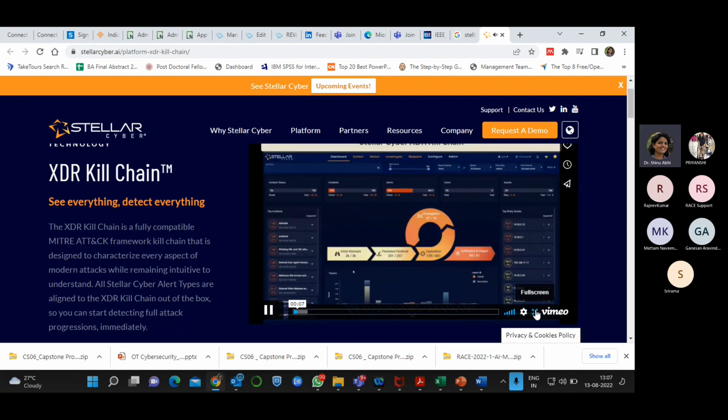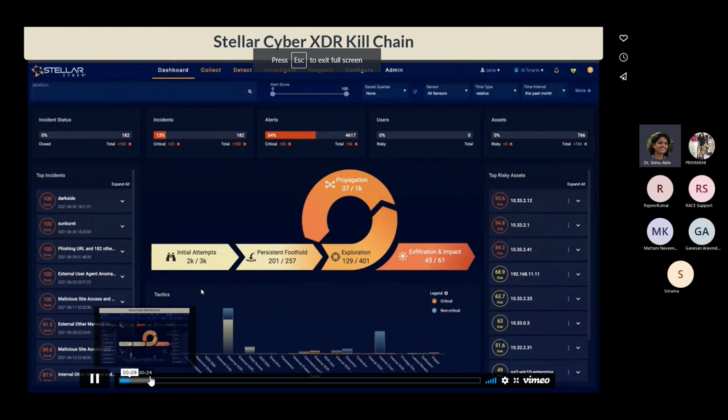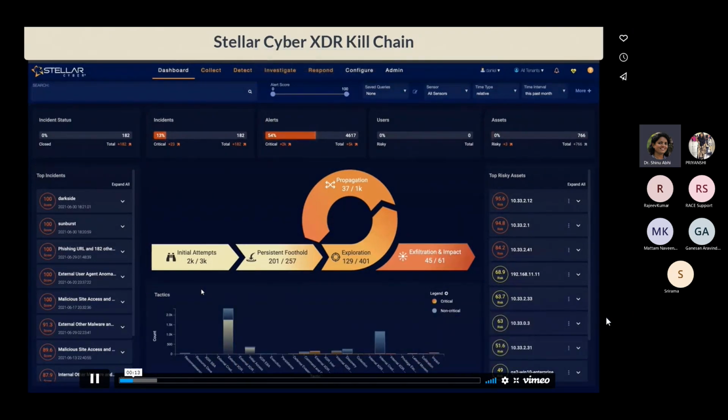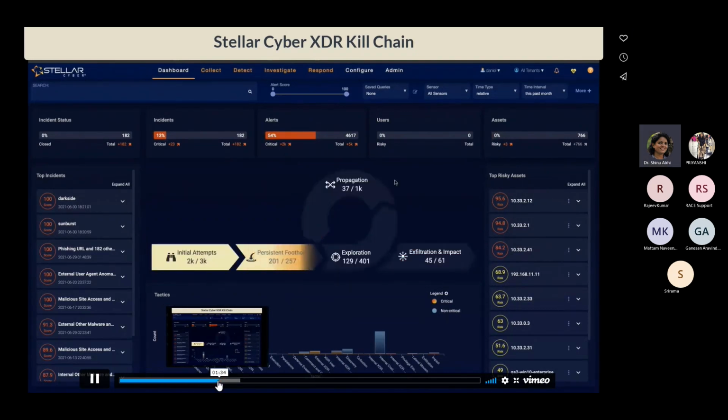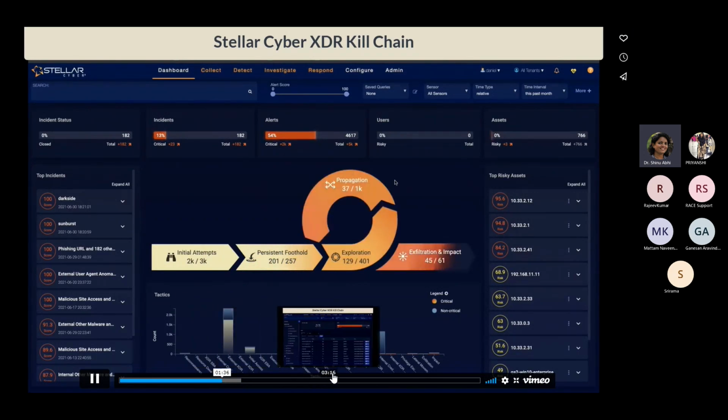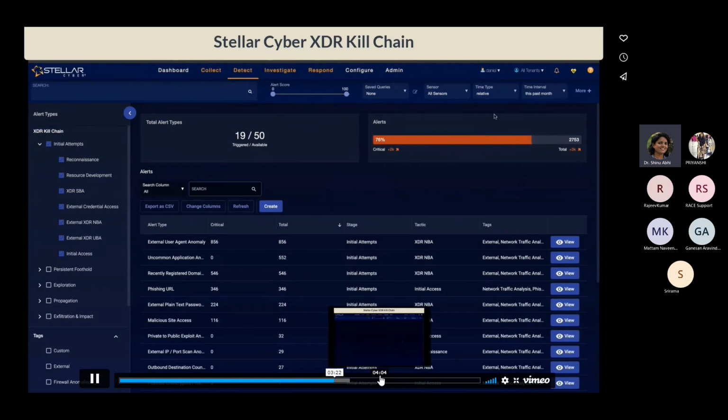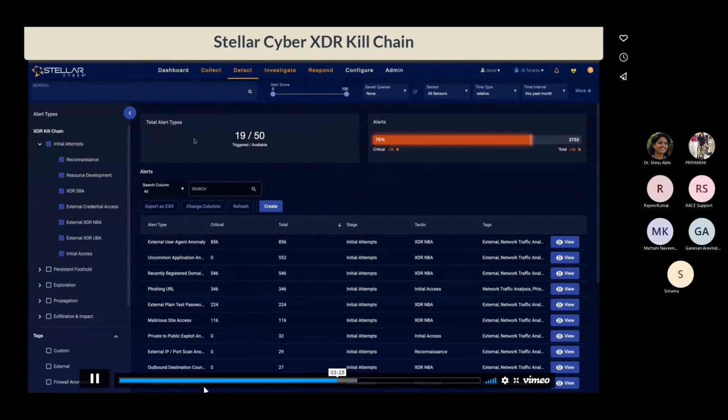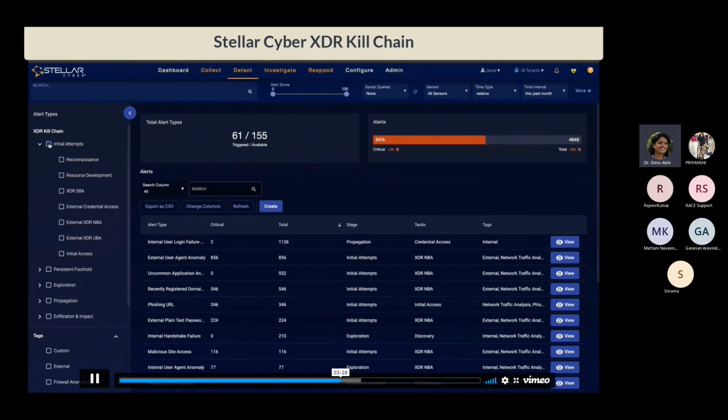In this session, I'm going to talk about the XDR kill chain, which is a kill chain fully compatible with the MITRE ATT&CK framework, but extended specifically for XDR. Propagation is where attackers are trying to obtain additional privilege. Based on the time interval of the past month, I'm checking the initial attempt filter, which will show that we have 61 out of 155 possible alert types triggered across the entire XDR kill chain.